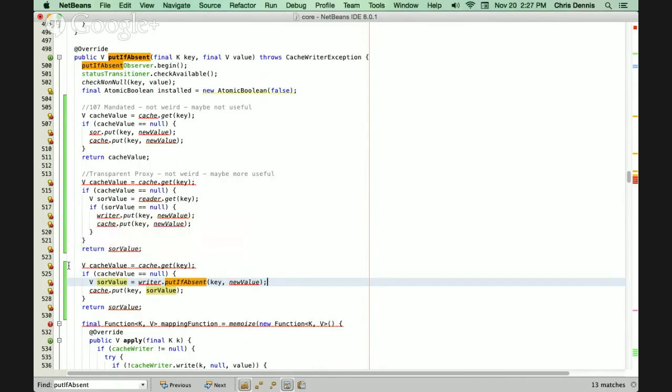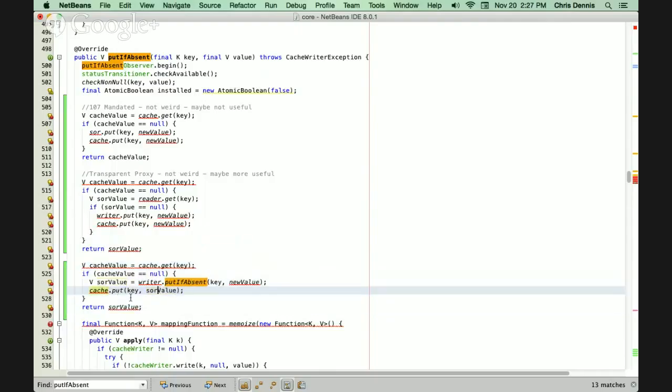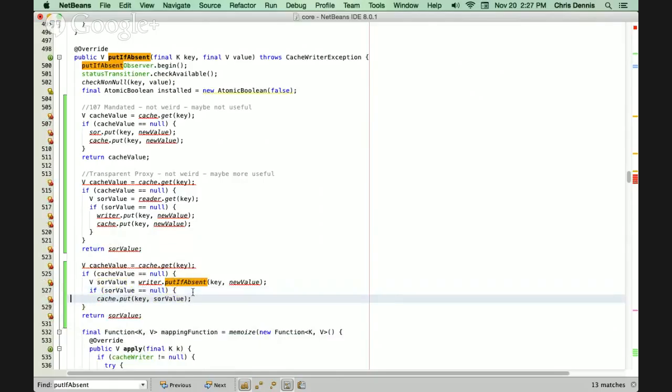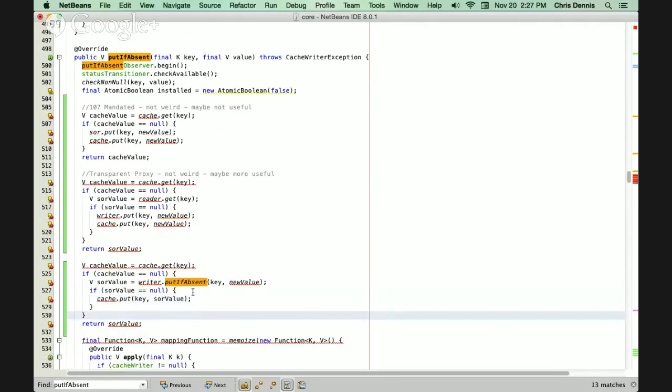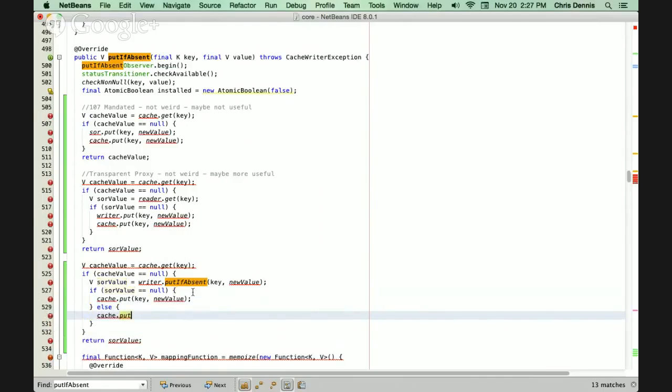So I like this. You don't want to put the SOR value there. You want to put the new value in the cache there. But you want it to be in sync after this is done, right? Sorry, what it should do is say: if the SOR value equals null, put the new value, else put the SOR value.